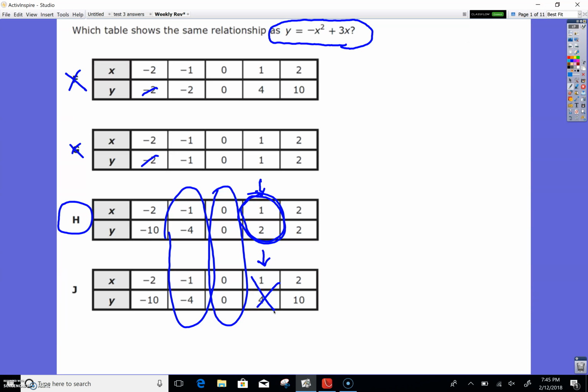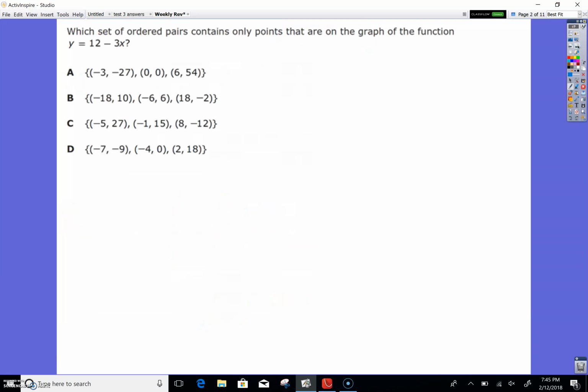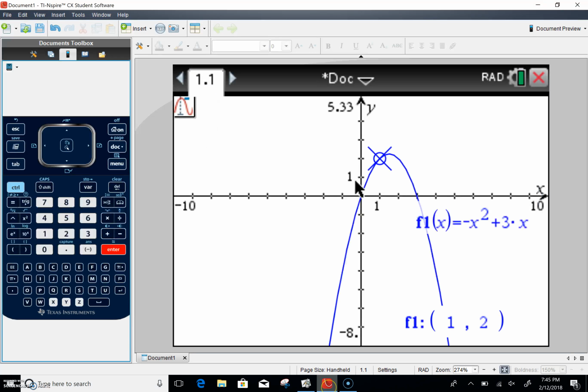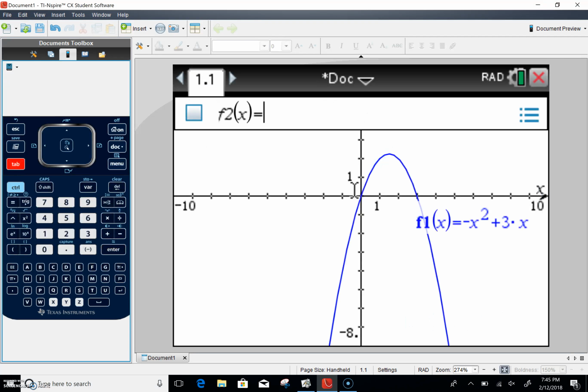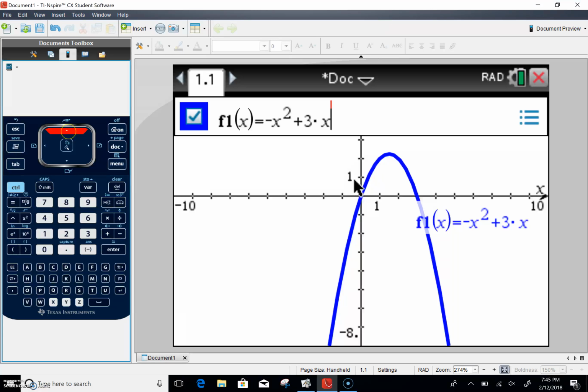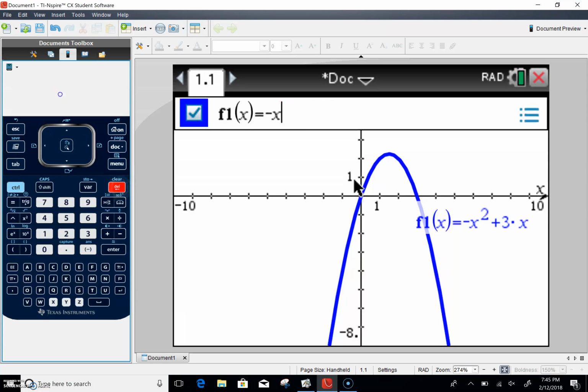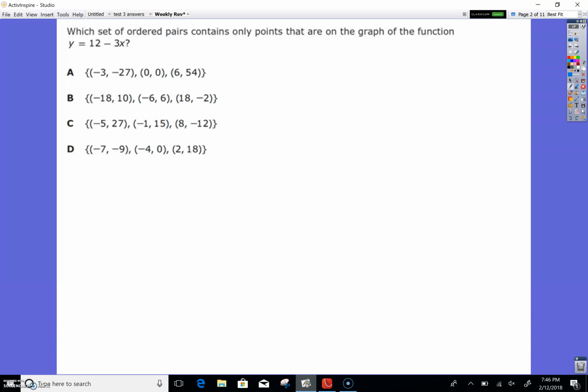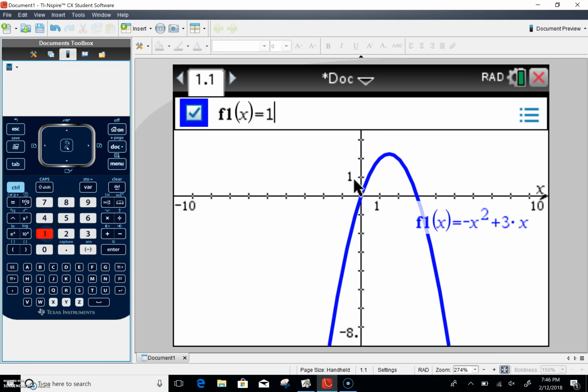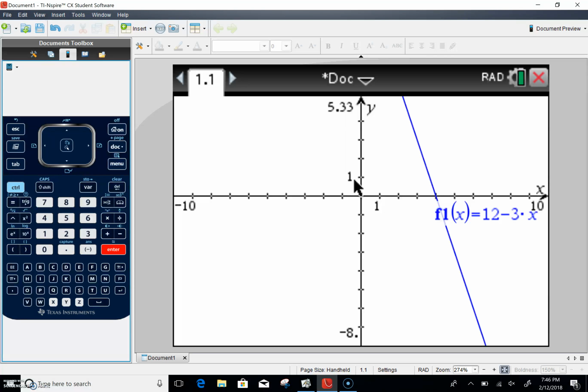All right, moving on to the second one. Okay, so the last time they gave you a table and we just looked for points. This time they give you points. We do the same thing. I know a lot of you like to add a new graph and everything. Just delete it. 12 minus 3x. All we're going to do is check our answers.